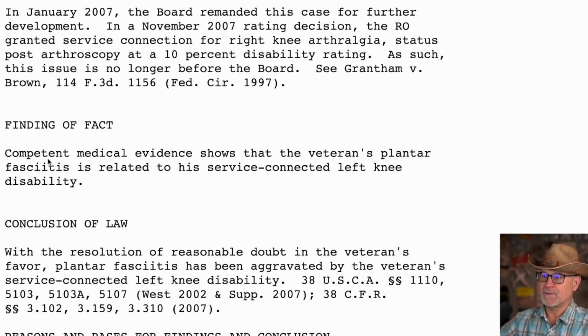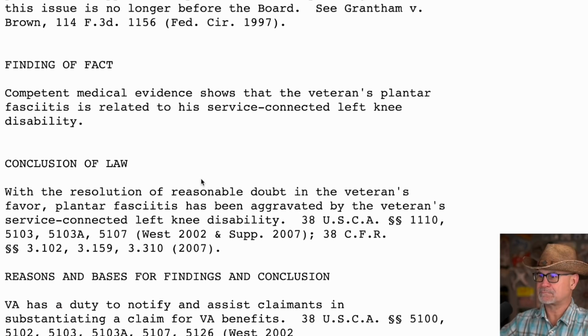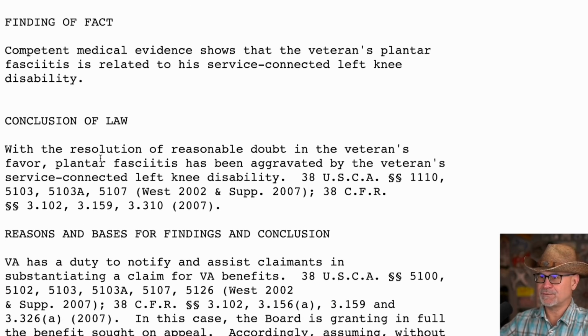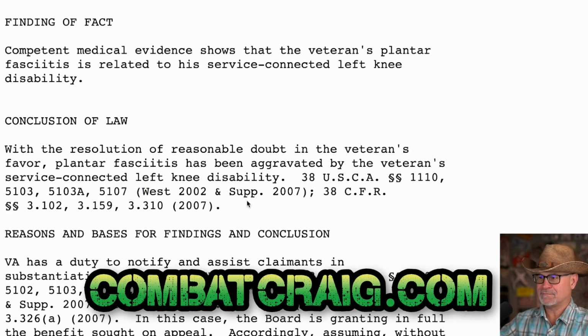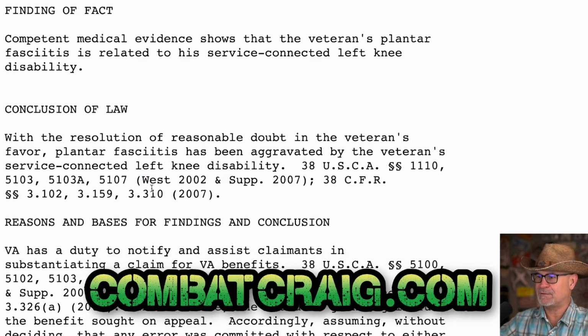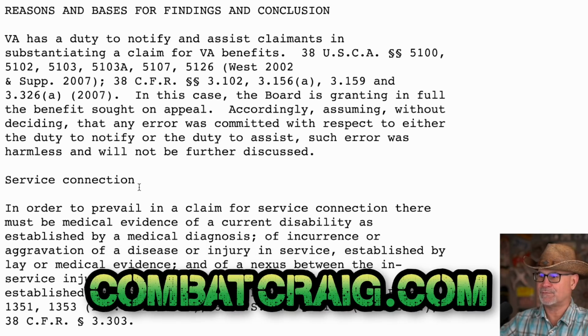And basically it says that the regional office granted service connection for the right knee. Competent medical evidence showed that the veteran's plantar fasciitis is related to a service-connected left knee. With the resolution of reasonable doubt in the veteran's favor, plantar fasciitis has been aggravated by the veteran's service-connected left knee. These are all codes. Look these up. This is the law. Definitely good to understand the law. You can just kind of read through these at your leisure.